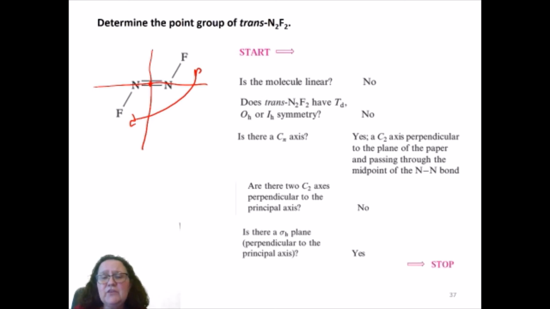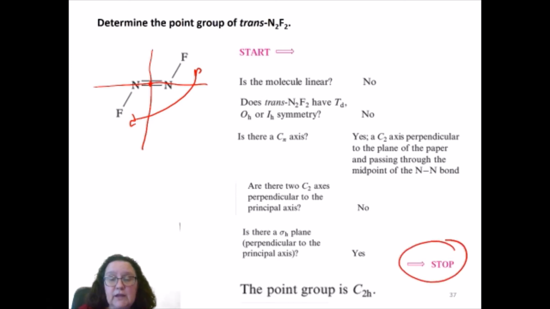Does it have a sigma h plane? Does it have a mirror plane perpendicular to the principal axis? Well, yes, it's the plane in which the molecule is sitting because it's a planar molecule. So we have a yes, and then we reach a stop. And if we go to the character table, it will conclude that the point group for that molecule is C2h.